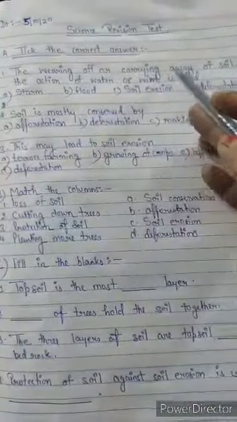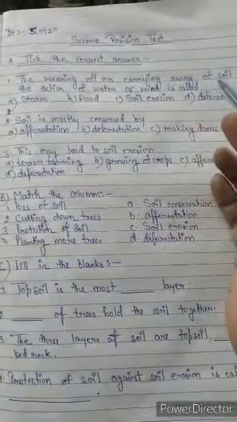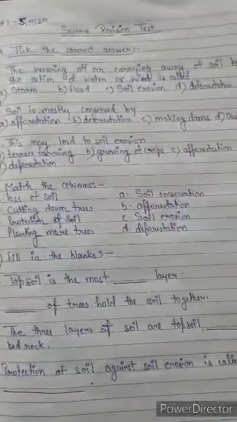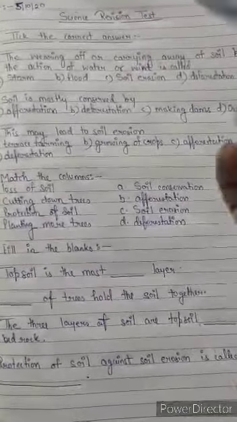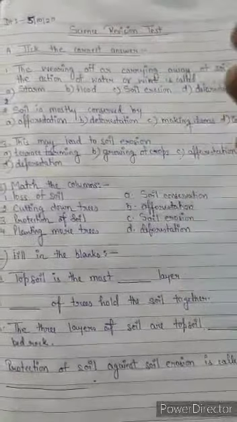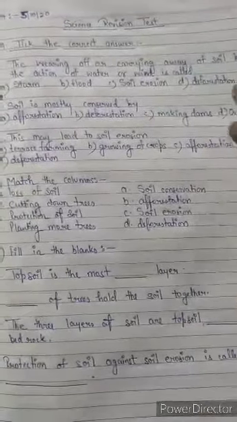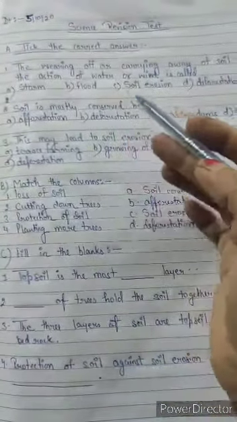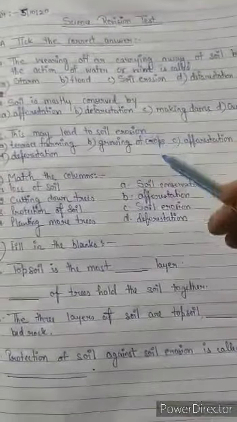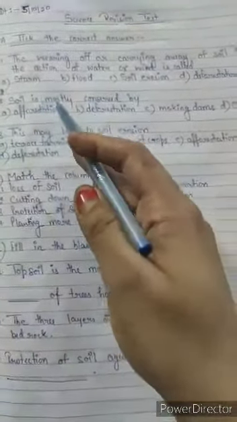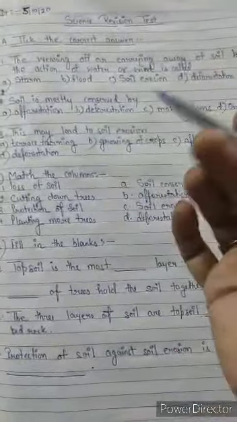The wearing or carrying away of soil by the action of water or wind is called. Wearing or carrying away of soil, you all have studied about this topic, what we call the wearing or carrying away of soil. You have to name it. Here 4 options are given. You have to take the correct one. Now, soil is mostly conserved by. Among these 4 options which are given in this question, you have to select one through which the soil is conserved. Meaning of conserved is protection.